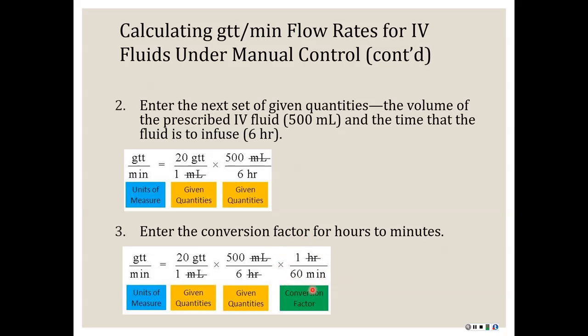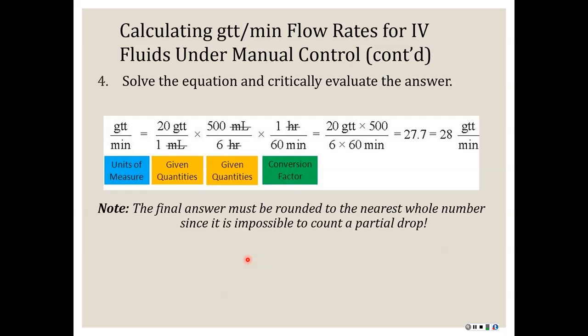Then we'll go ahead and take 20 times 500 divided by 6 divided by 60. We're always dividing by anything on the bottom. You're multiplying anything on the top. And you would receive an answer of 27.7. The instructions on the quiz will tell you if they want it rounded to the 100th, the 10th, or the whole number. This said the whole number.